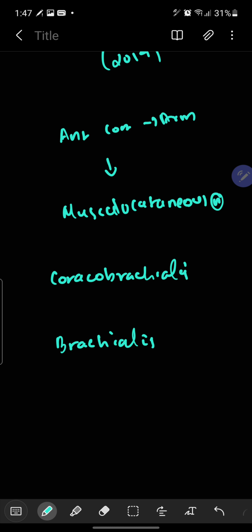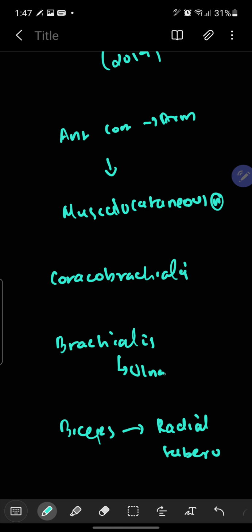Our anterior compartment of the arm is supplied by the musculocutaneous nerve. That means coracobrachialis, brachialis, as well as biceps. The biceps is attached to the radial tuberosity, whereas brachialis is attached to the ulnar tuberosity.